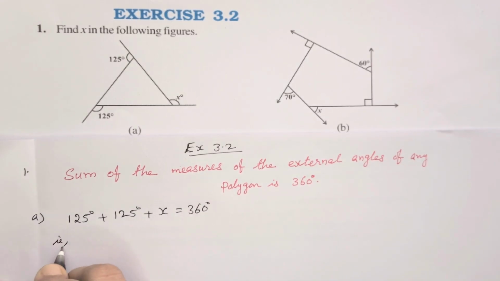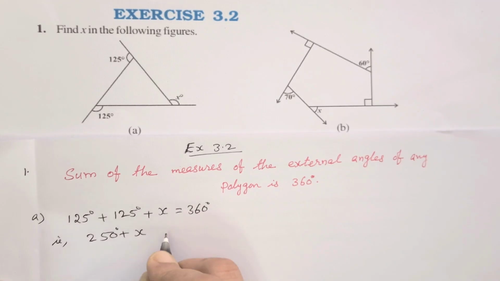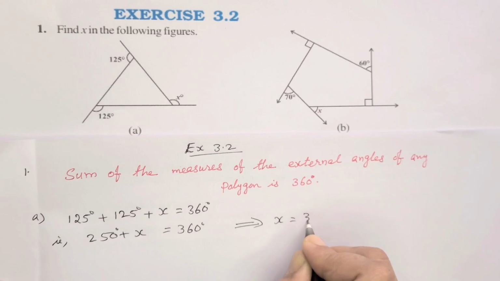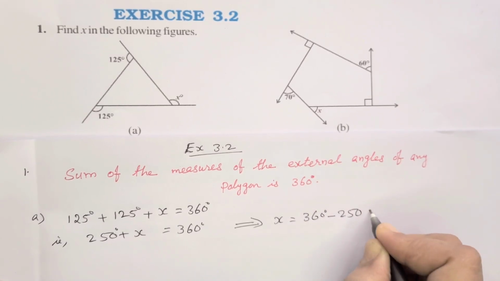That is 250 plus x is equal to 360 degrees, which implies x is equal to 360 degrees minus 250, which is equal to 110 degrees.